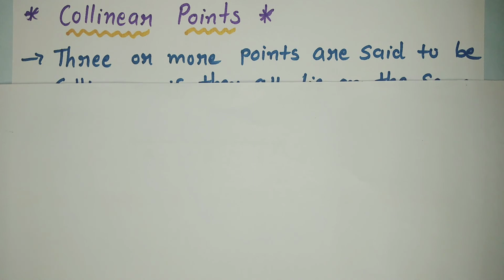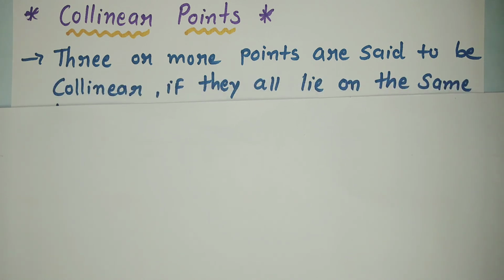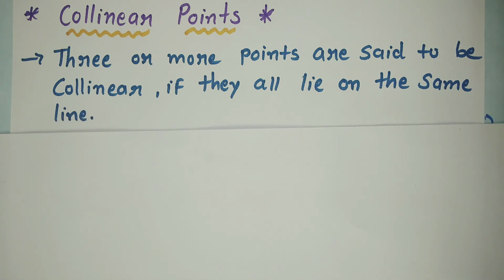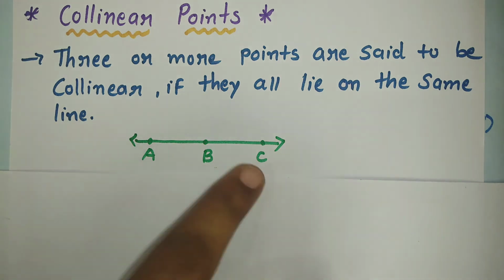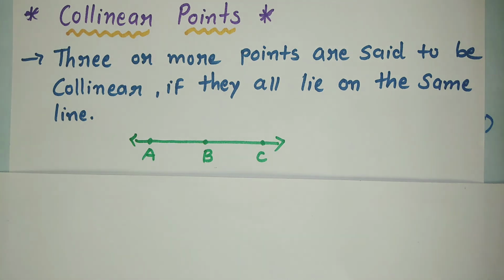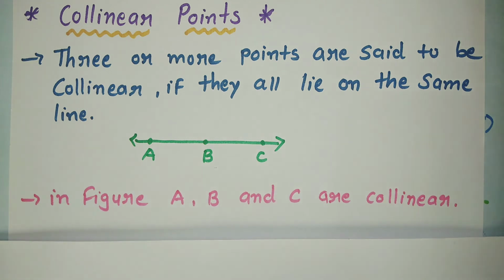Next, collinear points. Three or more points are said to be collinear if they all lie on the same line. If they are on one line, like line ABC, here you can see three or more points. Here A, B, C, three points are on the same line. So the points A, B and C are collinear points. In the figure, A, B and C are collinear.